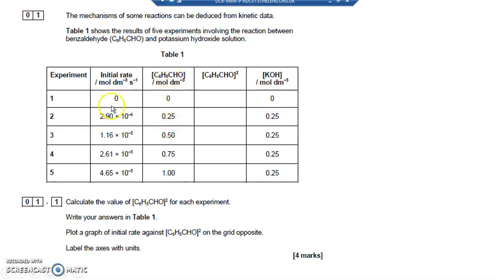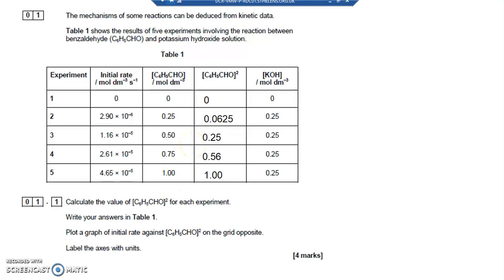chemical here, and it gives the concentration of benzaldehyde in each of these 5 experiments, and it asks you to calculate the concentration of benzaldehyde squared. So all we do is take 0, square it, 0.25 square it, 0.5 square it, 0.75 square it, and 1 square it, and you come out with answers like that. There are no marks for precision, so you can round it to as many decimal places as you want, really.